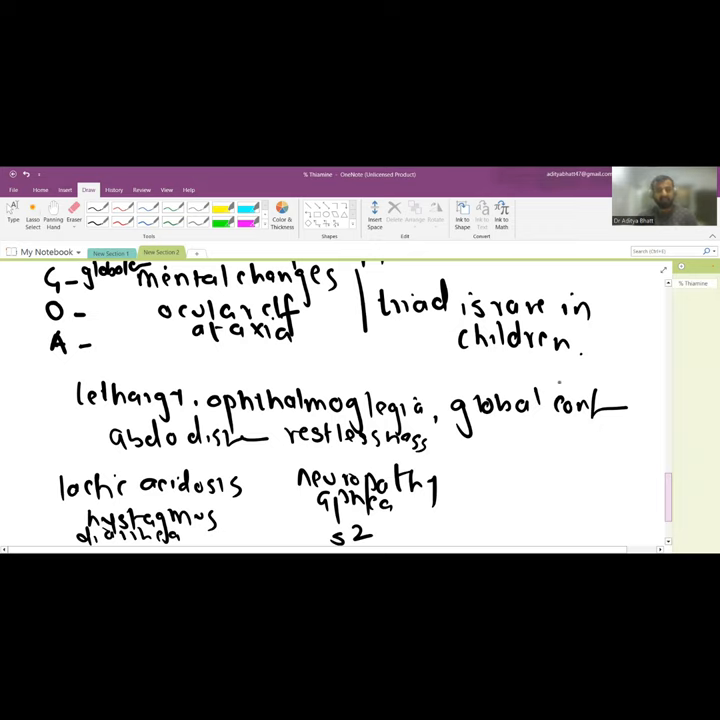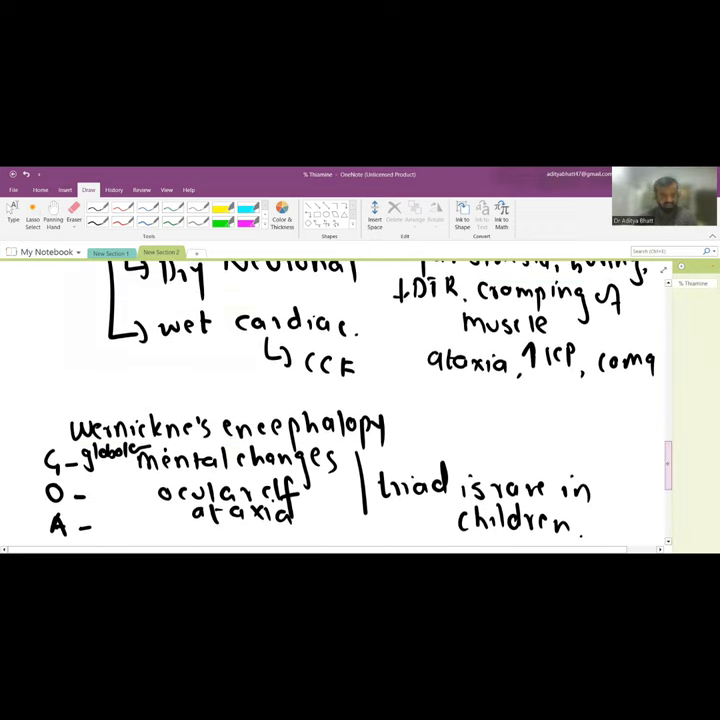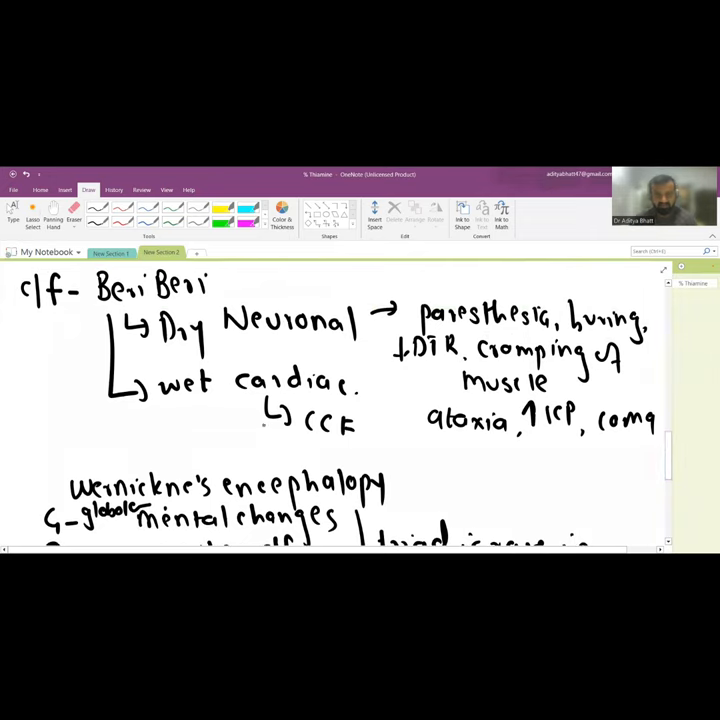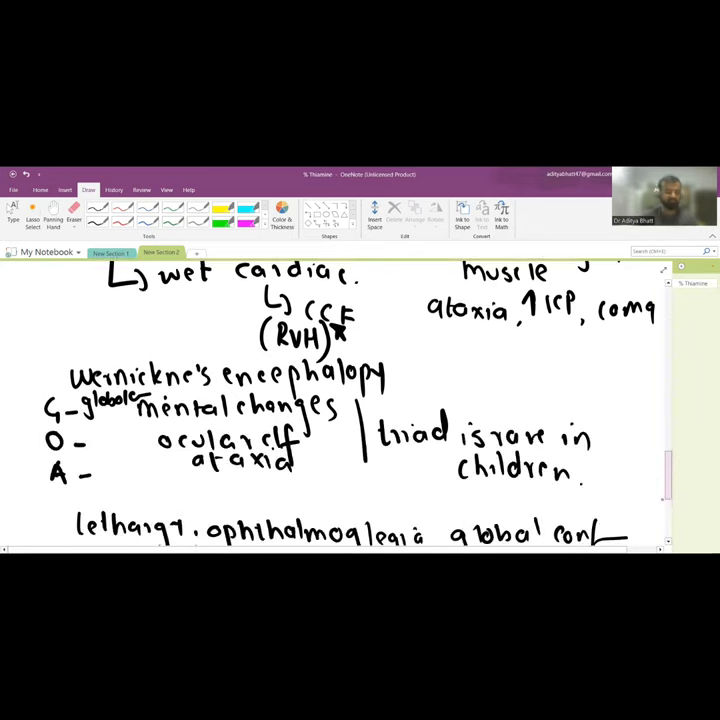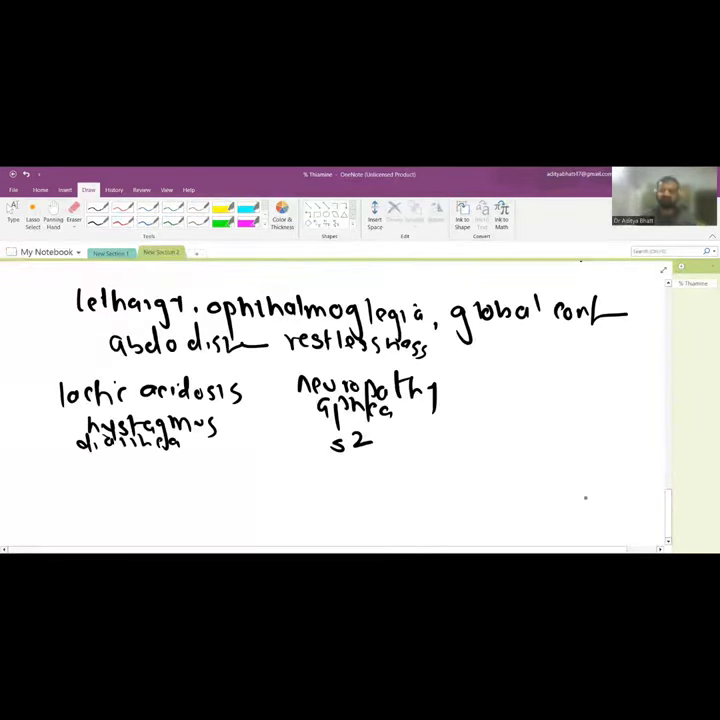In wet beriberi, I want you to remember one thing that I forgot to tell you, that in wet beriberi, it is usually RVH. Right ventricular failure is more common than left, and that you have to remember. And if you see RVH, then there might be ECG signs of prolonged QT interval and S1, Q3, T3. The right ventricular strain pattern may also be seen. Okay, so this is important.